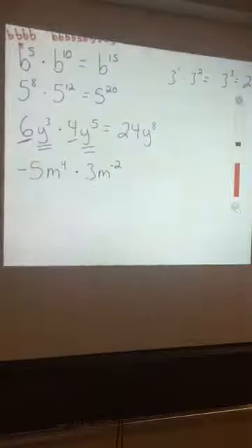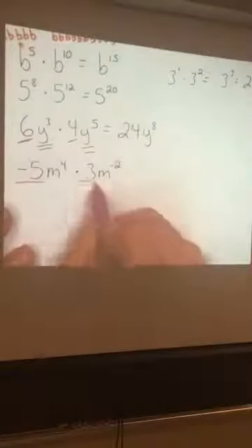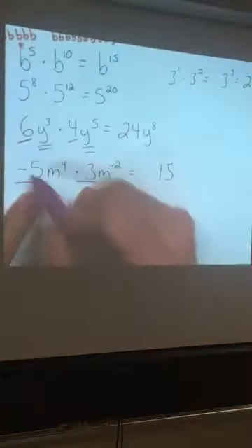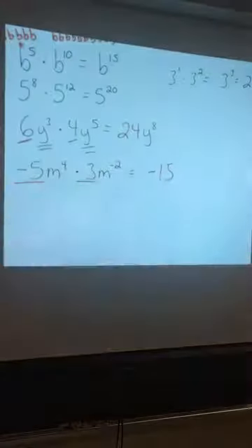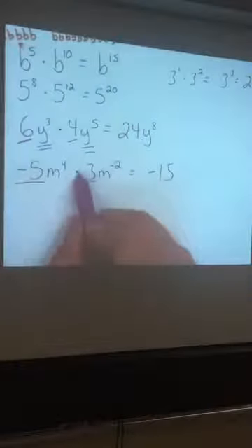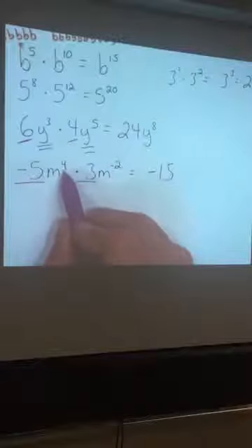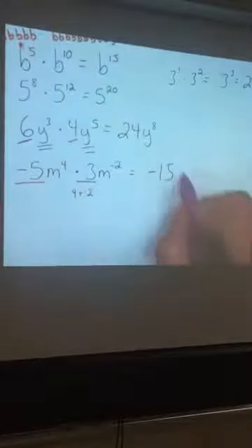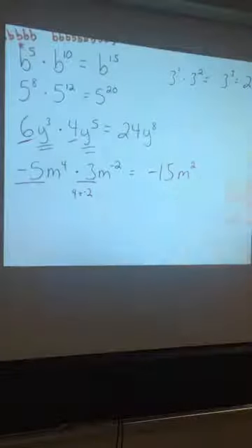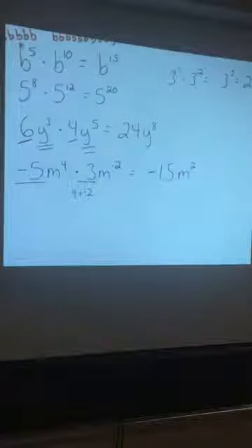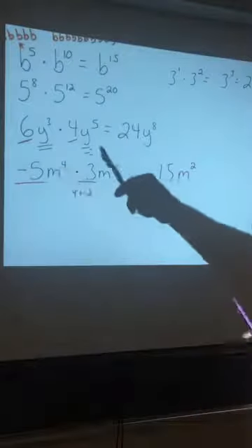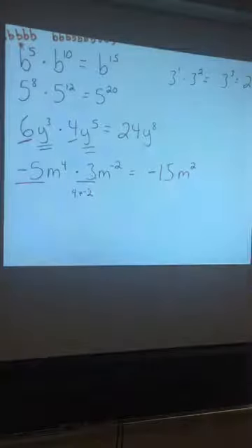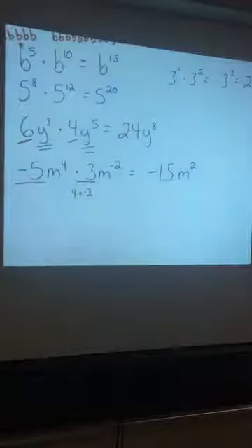Once again, do the numbers first. Negative 5 times 3, if you remember your integer rules, 5 times 3 is 15, and negative times positive is negative. Now, for your exponents, it's still multiplication, so you still add the powers. So what is 4 plus negative 2? 4 plus negative 2 is positive 2, so you've got m to the 2nd. So, same rule, add the exponents, and 4 plus negative 2 is 2, negative 5 times 3 is negative 15.